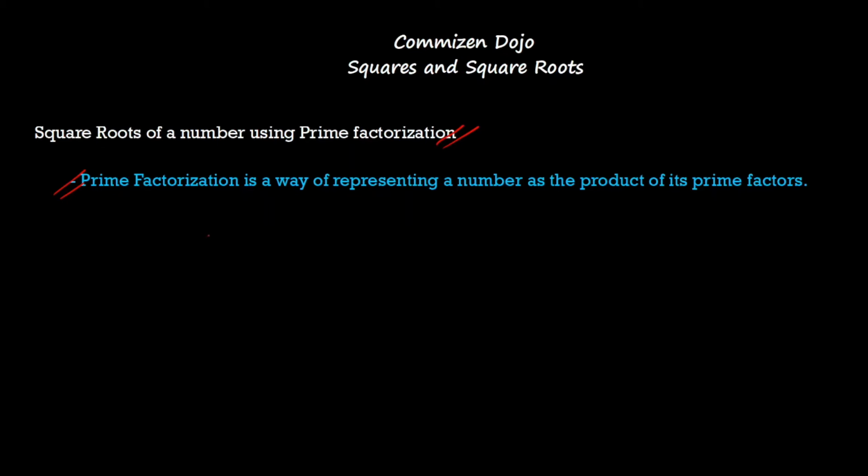Now, let's say I want to do the prime factorization of 4. Well, I can represent 4 as 2 multiplied by 2. Why? Because first things first, 2 is a prime number. This is something we know. And 2 is also a factor of 4.